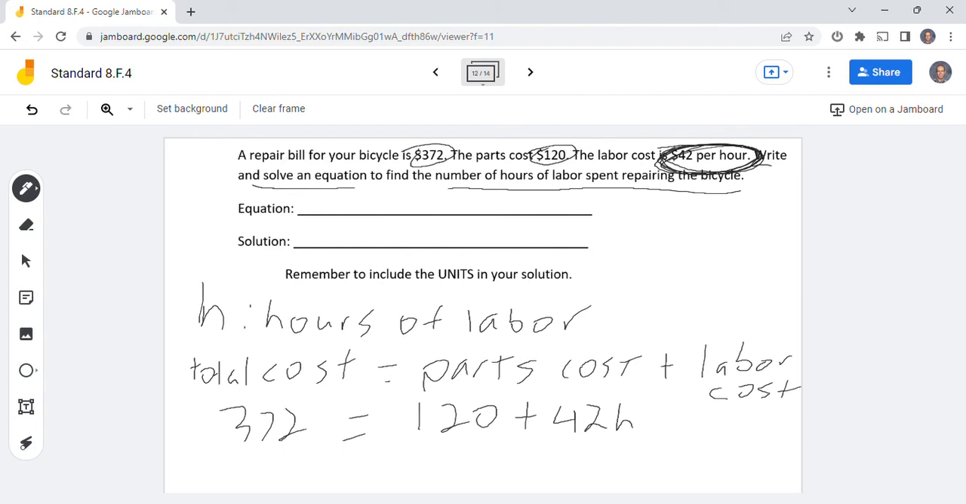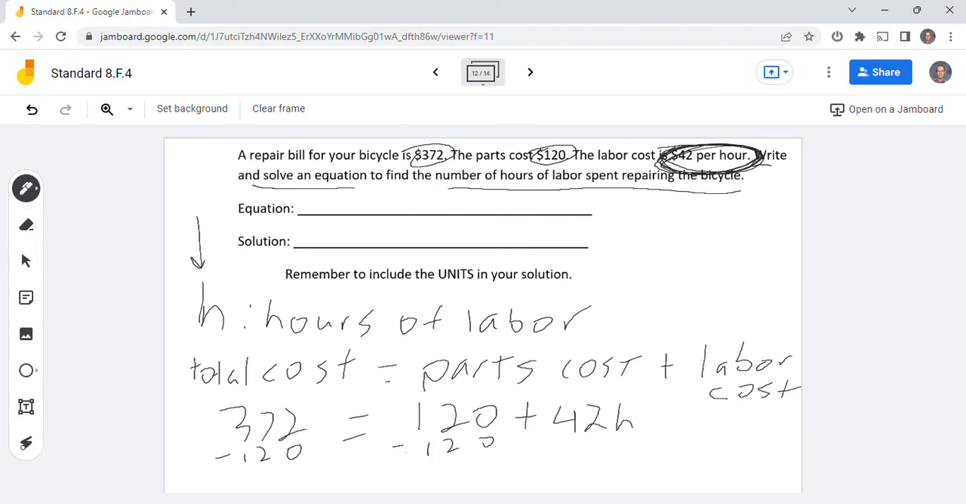That's just 42h. Now we have an equation with h in there, and if we solve for that h, we'll figure out our hours of labor, which is the point of the question. So we're going to solve this by subtracting 120 from both sides.